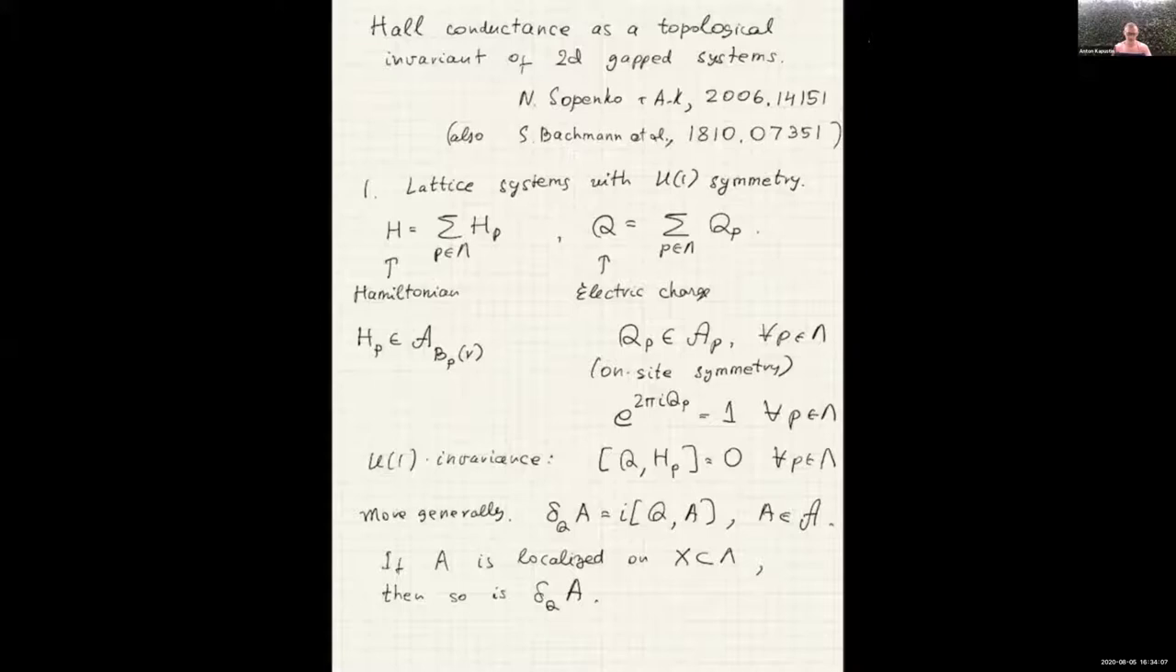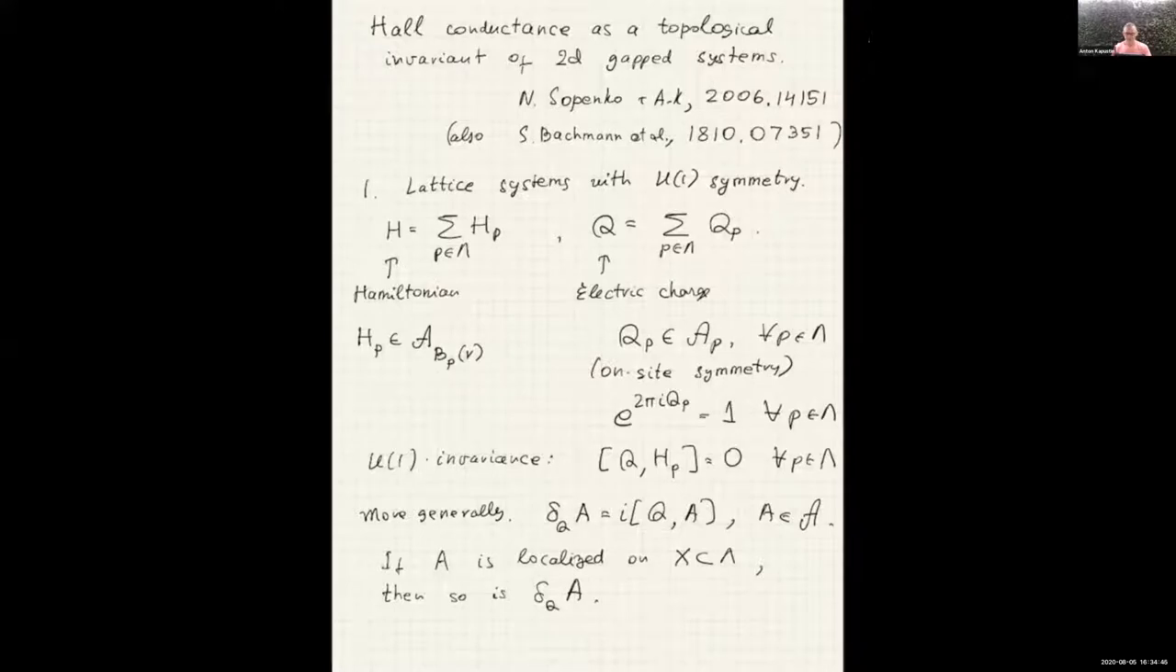Well, what they are good for is to define things like symmetry. So first of all, what is symmetry? Symmetry just means that each local term is invariant under U1 symmetry, which means it commutes with the total charge. And this is well defined, even though Q is not an observable, because when you take the commutator, since H_P has a finite range, really only a few terms are non-zero. So this is well defined. And more generally, if you have some local observable, then you can define its commutator with the charge without any problems.